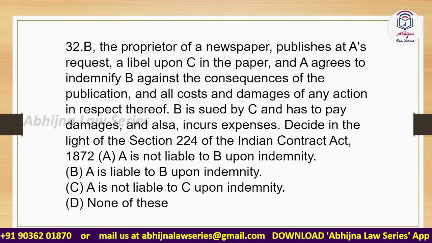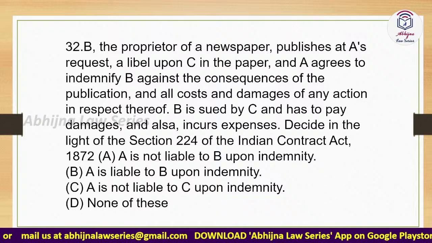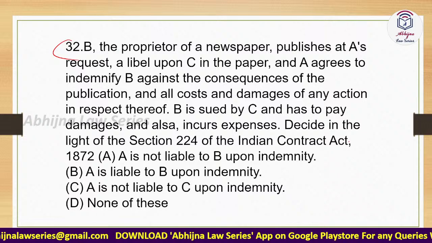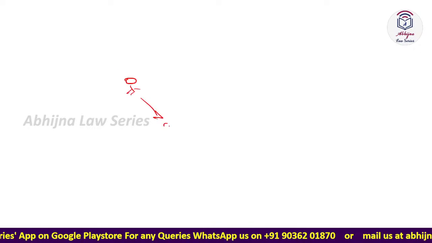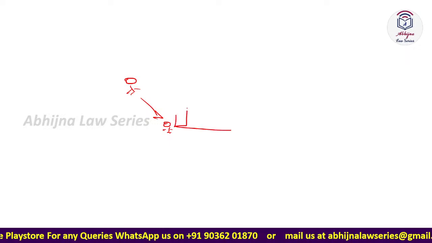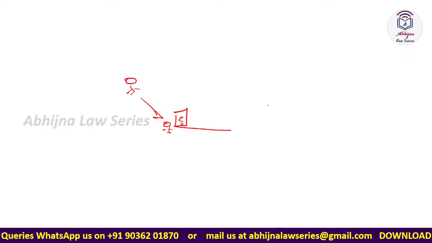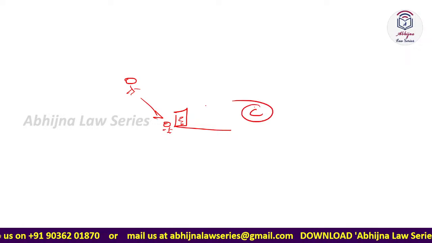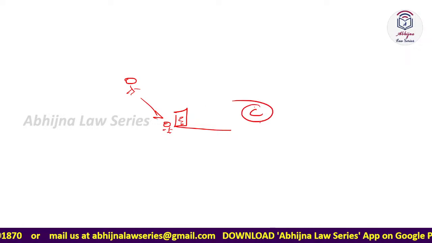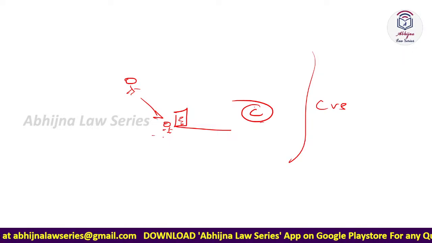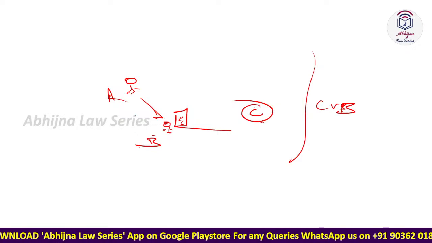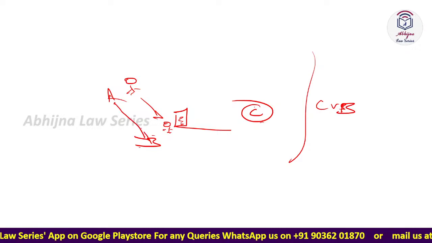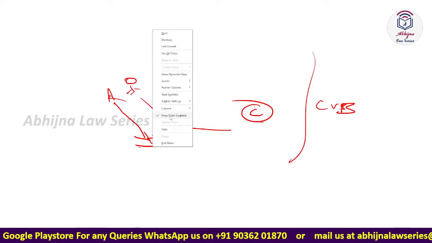Next question. So this is the question. Let me tell you the example here. See, what happens is, a person is telling another person to publish some defamatory material against Mr. B, Mr. C. So he says that suppose in future C files a case against B, then he says, I will indemnify you, I will give you whatever loss has occurred to you in fighting that case.